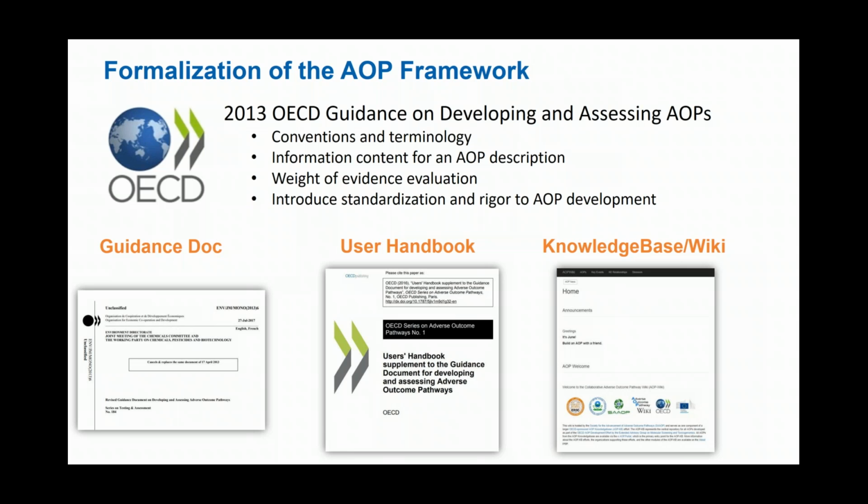A lot of this information is made available in guidance documents. Probably the most useful document is the user handbook. This is very, very specific guidance on how to actually develop AOPs and how to provide the weight of evidence that's required to support the relationships. And of course, all of this information is stored in the knowledge base, which is primarily accessed through the wiki.